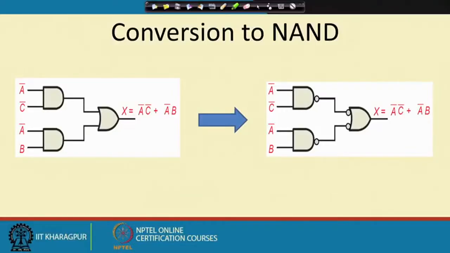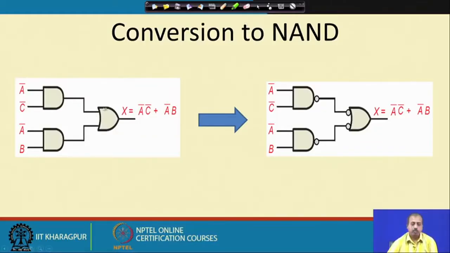But normally when you do a Boolean minimization, we come up with a sum of product or product of sum expression which consists of AND and OR gates and inverters. For example, in this particular circuit, the ultimate expression that I have got is x equal to a bar c bar plus a bar b. This means that we have the OR and then these two AND gates.